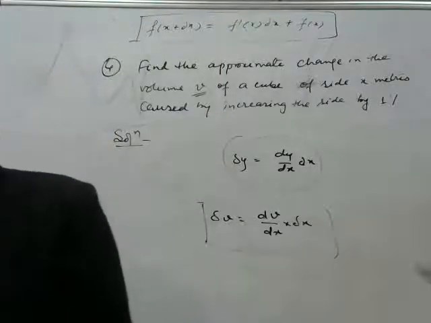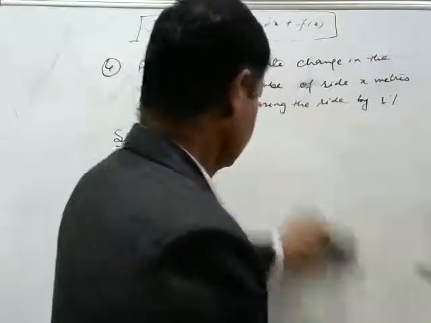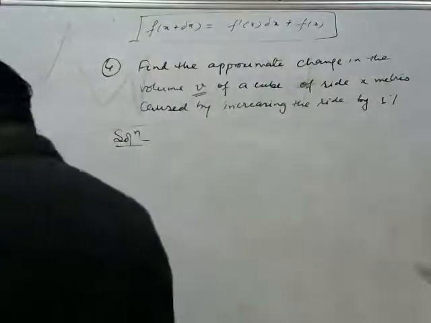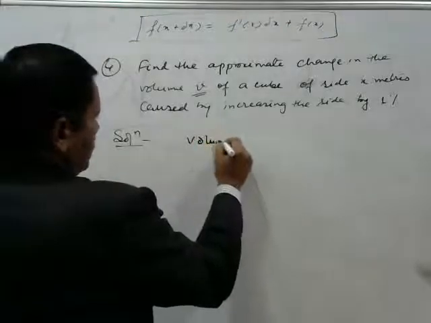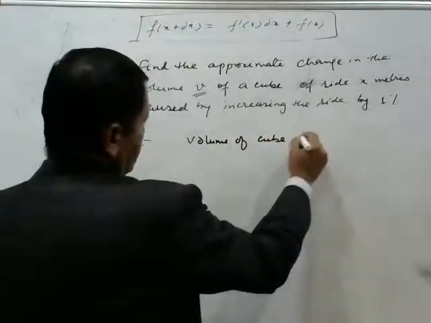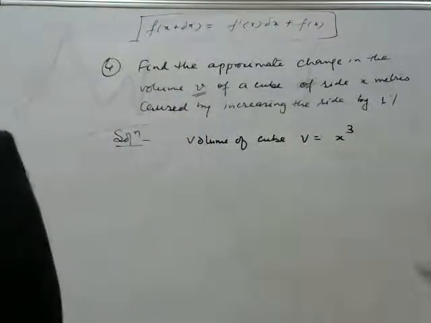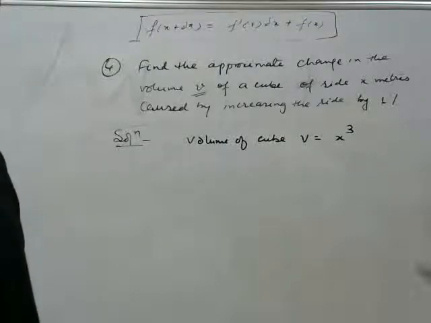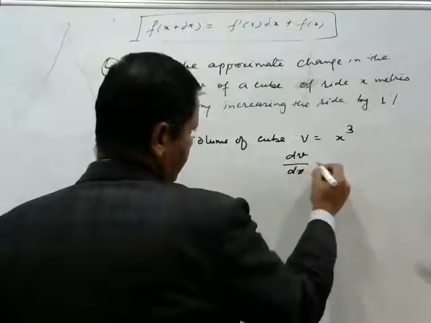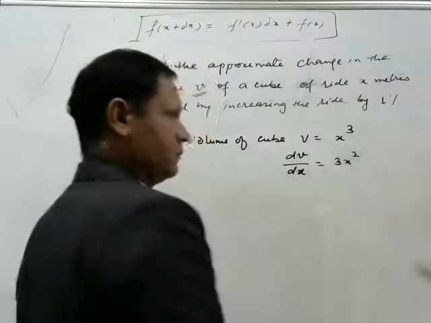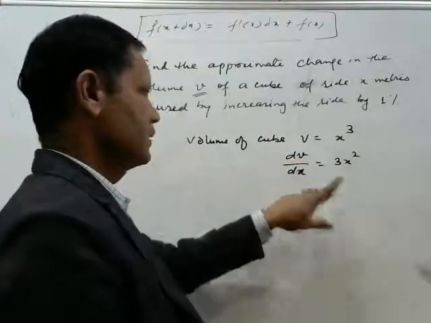So now let the volume of a cube V of side x. Volume of cube V is equal to x cube. Any problem in this? And therefore, differentiating both sides with respect to x, we get dV by dx is equal to 3x square.